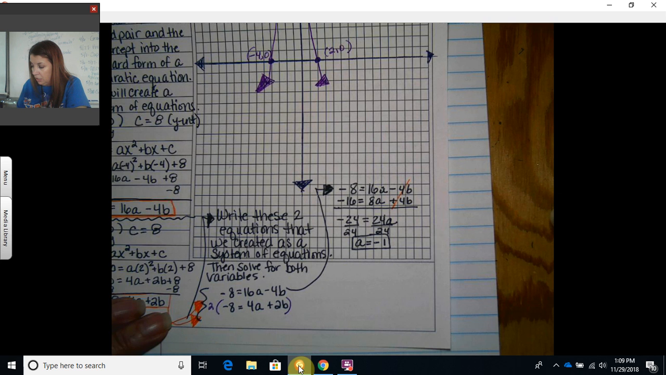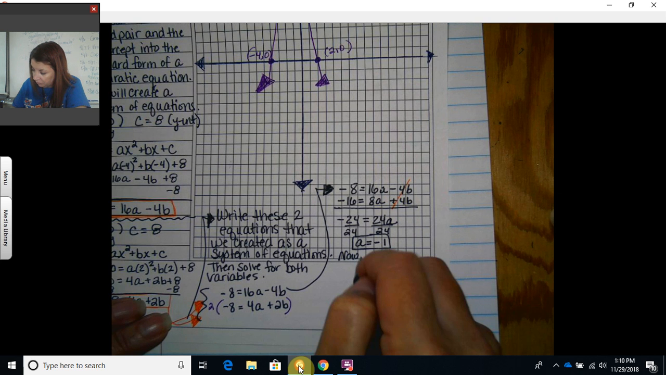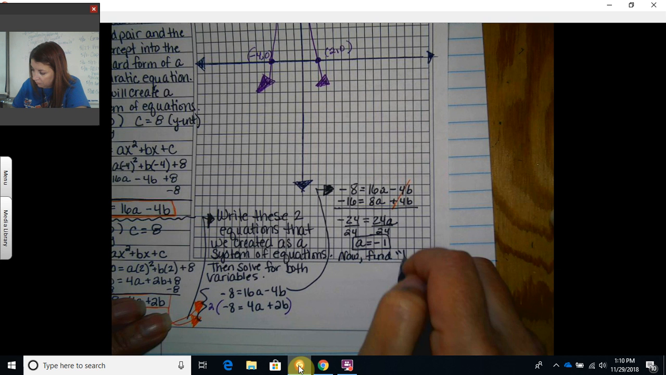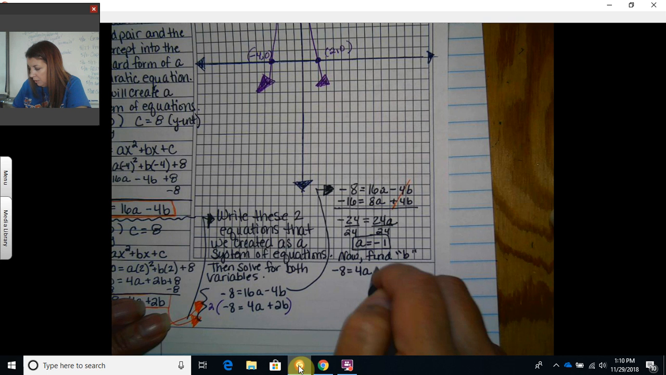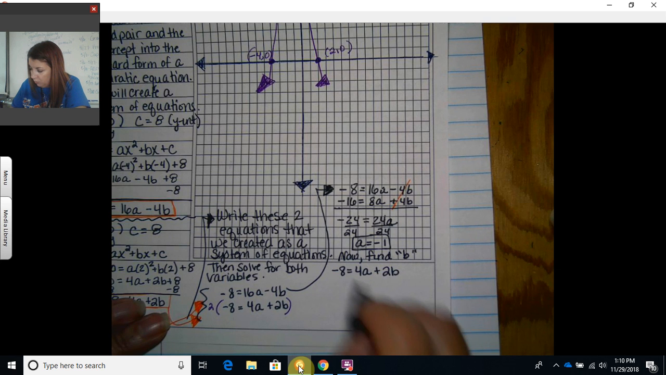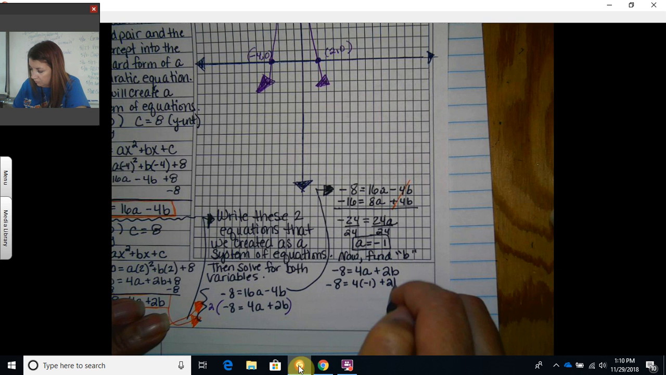Oh, hold on, let me write now, find B. So I'll choose -8 equals 4a plus 2b. I know A is -1. So I'll just simplify that.